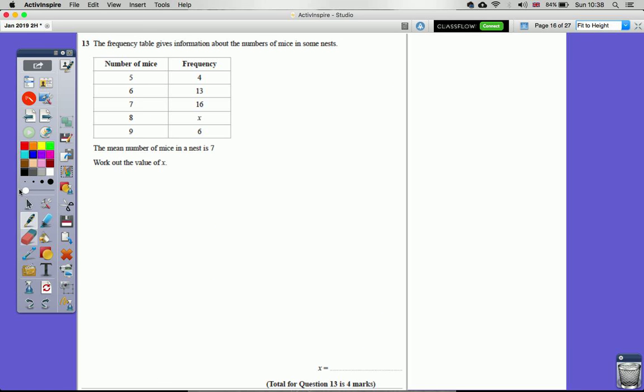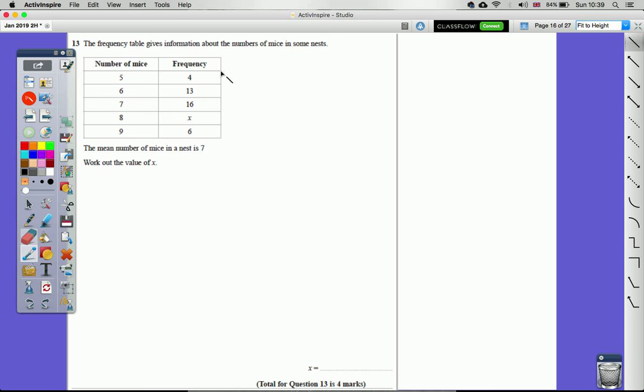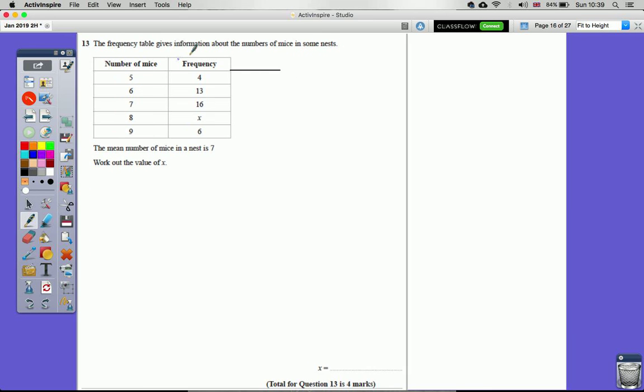Okay, so let's come to question number 13. It says the frequency table gives information about the number of mice in some nests. The mean number of mice in a nest is 7. Work out the value of x. This is a frequency table, and it's not a grouped frequency table. So I'm going to add one extra column here. I'm going to call the frequency f and the number of mice x. I'm going to call this one fx.